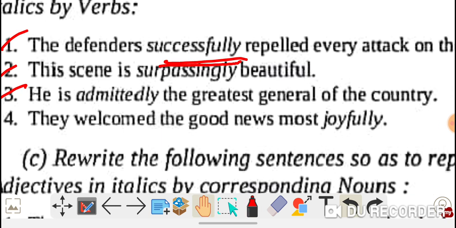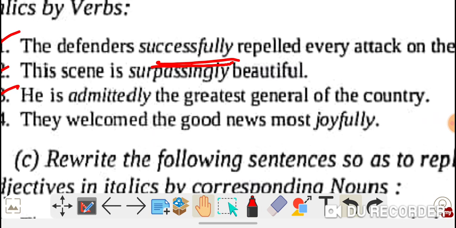Number three, he is admittedly the greatest general of the country. Admittedly. So the verb form of admittedly is admit. So here we need to bring it. So the answer is, it is admitted that he is the greatest general of the country. I am repeating again. It is admitted that he is the greatest general of the country.